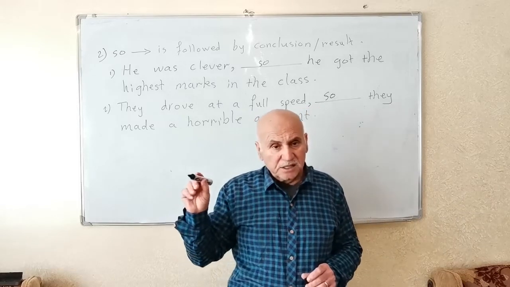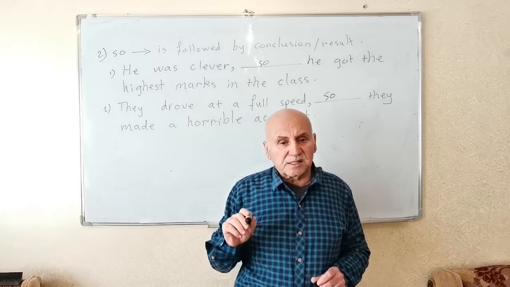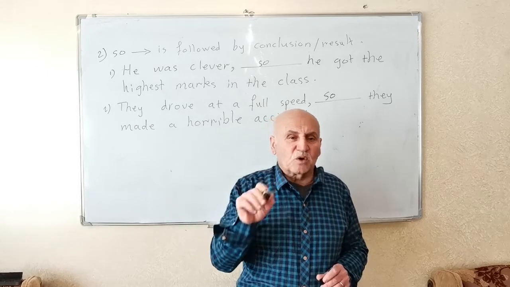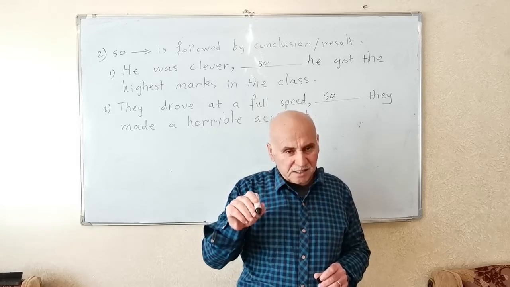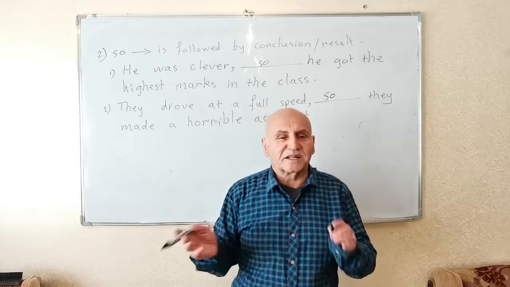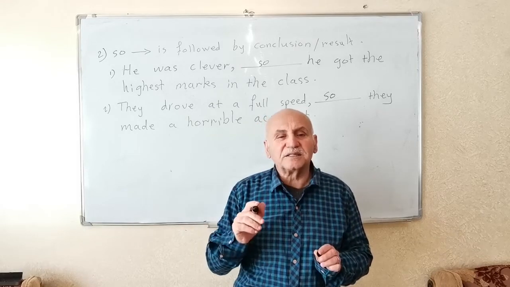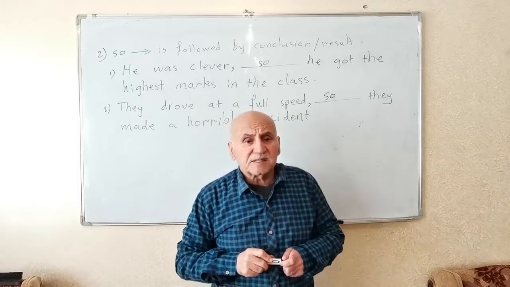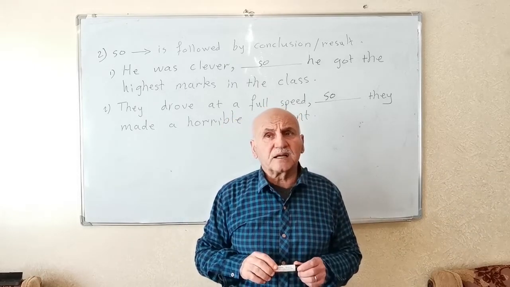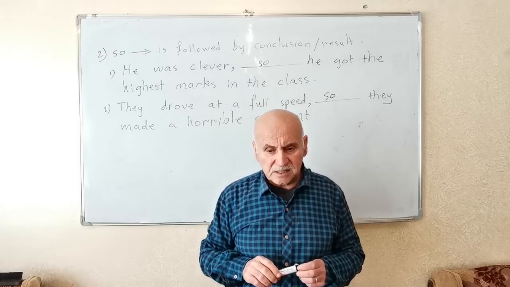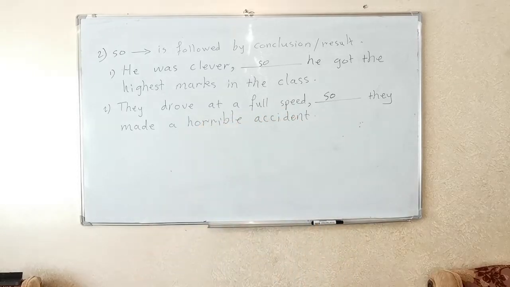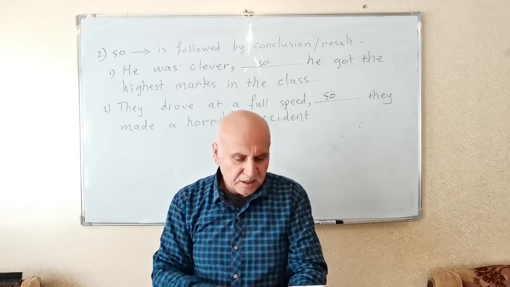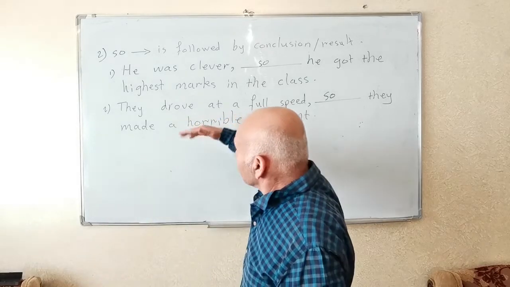Because he was ill, he didn't go to school. He was ill, so he didn't go to school. He didn't go to school because he was ill. He was ill, so he didn't go to school. And this is the difference between so and because, since, and as. Now, this is the first part of this unit. The second part is about something else. Now, let's continue.